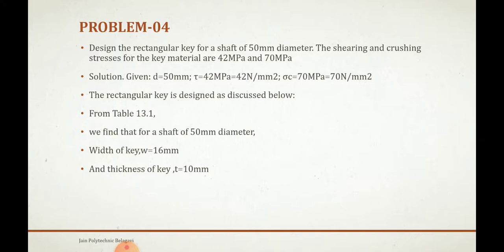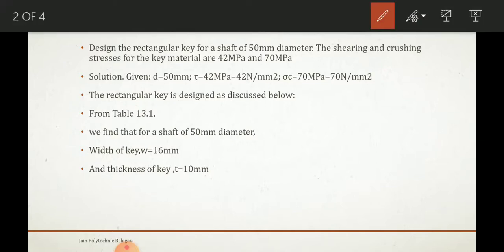Now when you open your data handbook, there are standard dimensions of the keys for the standard dimensions of the shaft. For diameter equal to 50, we have the width of the key as 16. This you will get directly from your data handbook. You just go to the table and find the diameter of the shaft, in this case 50. For 50, the width is 16 and the thickness is 10.